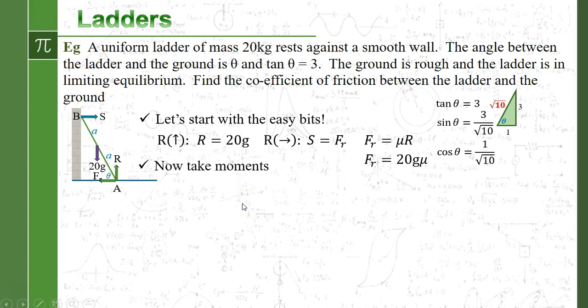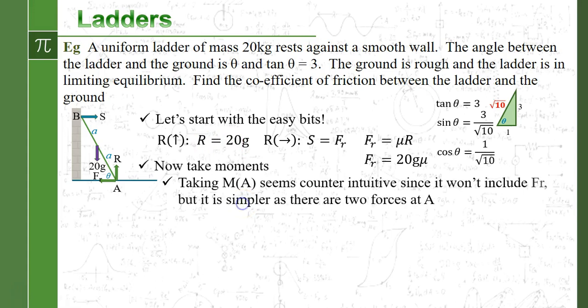Now let's have a look at what's going on with the moments. Now, it seems slightly weird to take moments about A, because we need the frictional force, and by taking moments about A, we're going to eliminate that. But as you're going to see in a second, by taking moments about A, it eliminates two things and makes it actually simpler to work with. Because what we're going to end up with is an equation in terms of S, and you can see already S is linked to friction within here. So let's take our moments about A and see what happens.